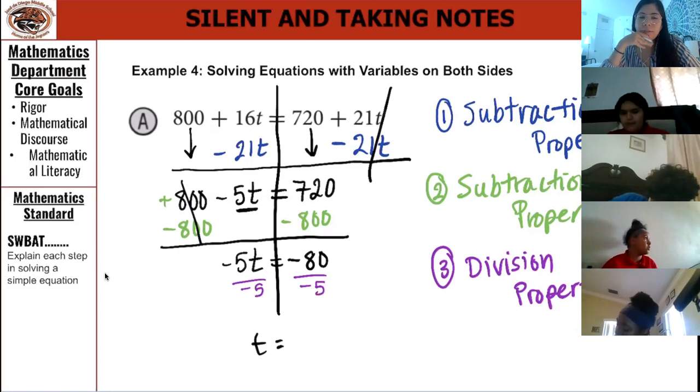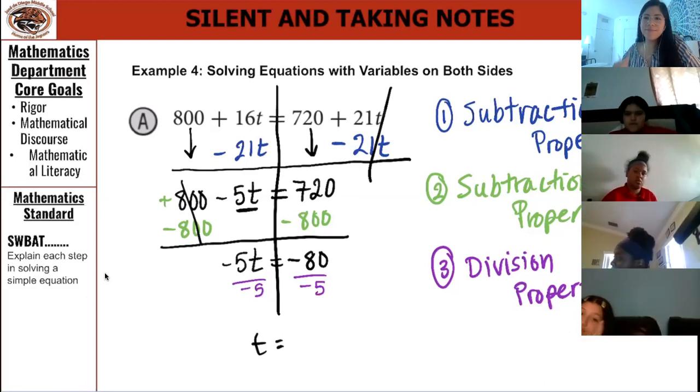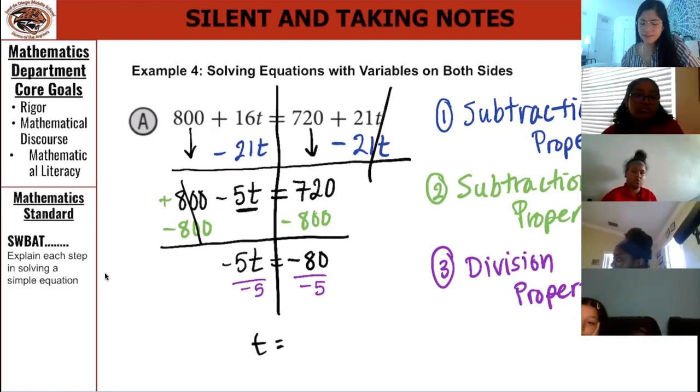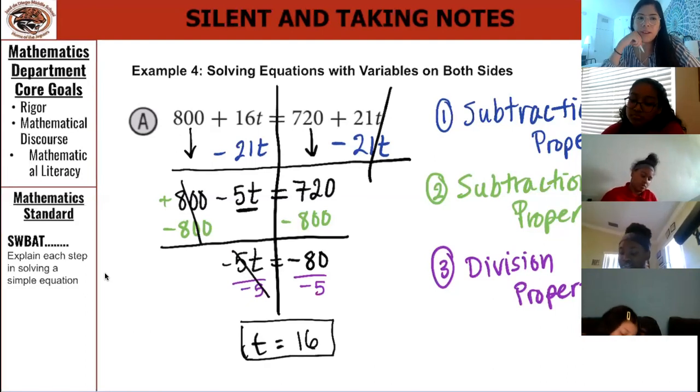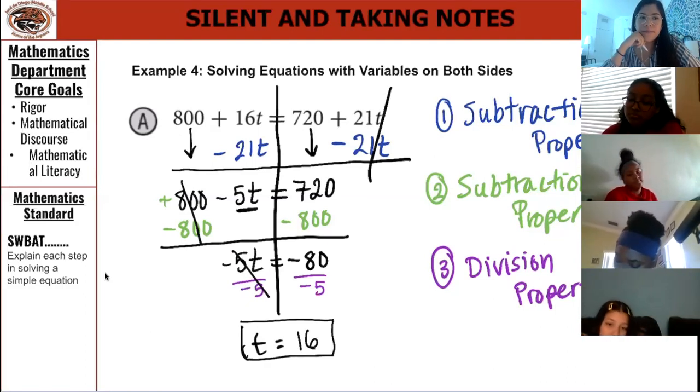Try to challenge yourself to not use a calculator. Is it 1? No, I'm doing 80 divided by 5. 15. Wait, 16. 16? 16. Oh, yeah. Nice job. Positive 16.